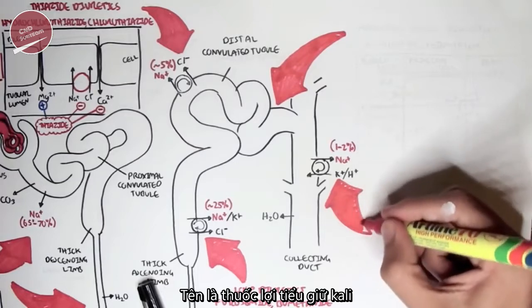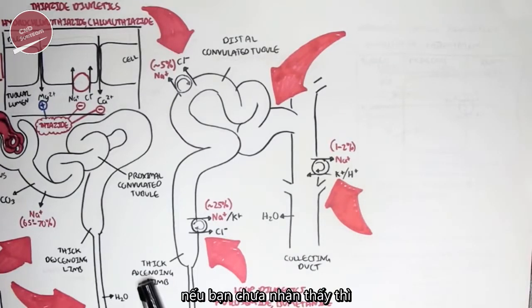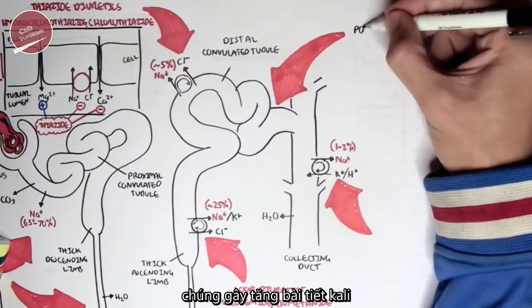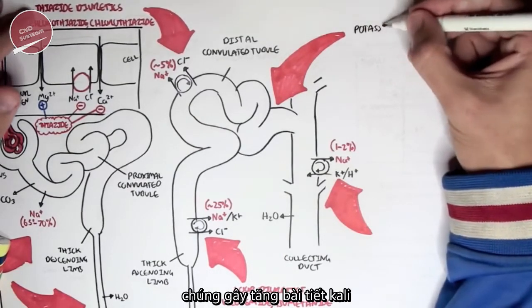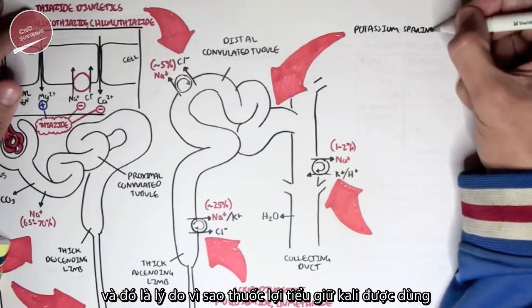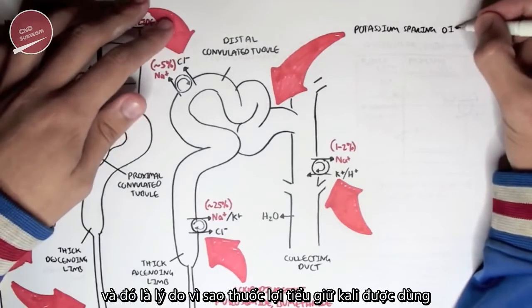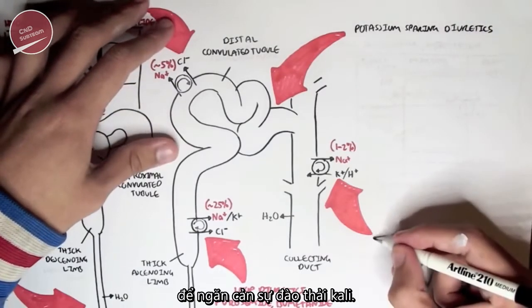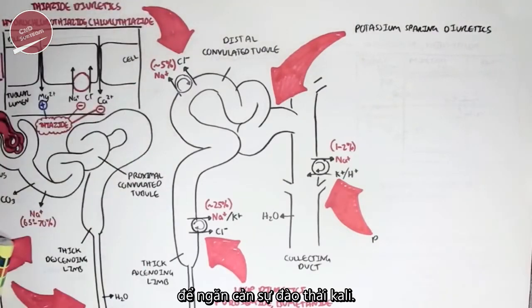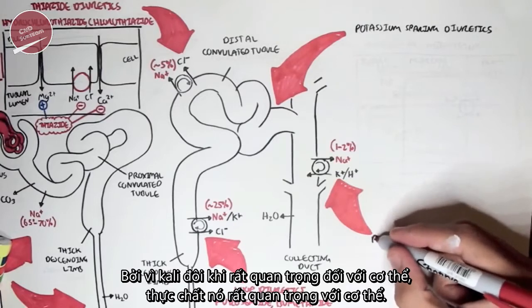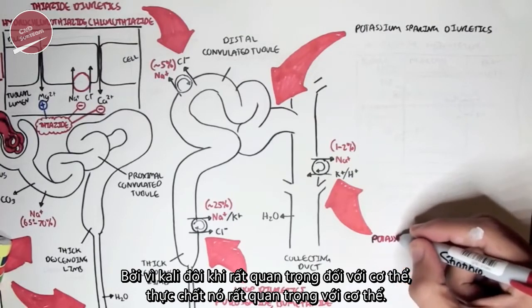potassium-sparing diuretics. Because if you haven't realized, the other diuretics we looked at, the other three, they cause an increase in excretion of potassium. And that is why potassium-sparing diuretics are used in conjunction with other diuretics to prevent the excretion of potassium. Because sometimes potassium is very important in the body. Actually, potassium is important in the body.